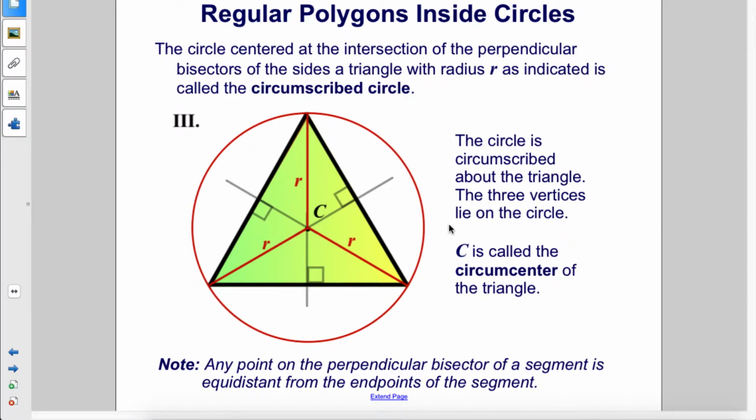The circle centered at the intersection of the perpendicular bisectors of the sides of a triangle with radius r, as indicated, is called the circumscribed circle. The circle is circumscribed about the triangle. The three vertices lie on the circle. C is called the circumcenter of the triangle.